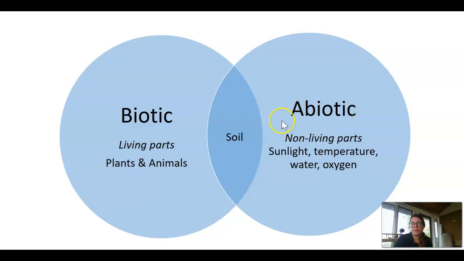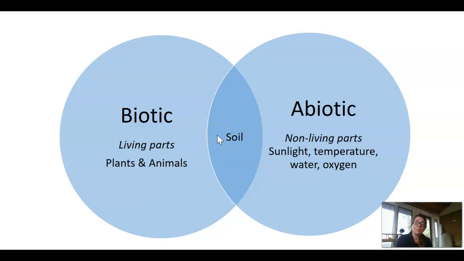Abiotic, if we think about the prefix a, means not, so not living. The non-living parts of a habitat include things like sunlight and temperature and water and oxygen or air. These are all things that are very important to an animal's survival, but they are not living things. Here in the center, we have soil.